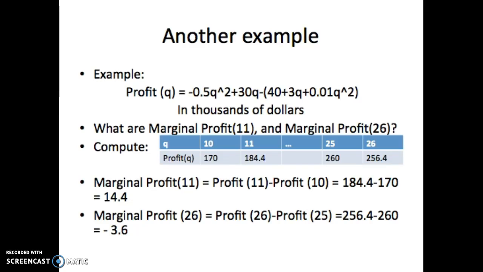So this would tell you, for instance, that if you are producing 10, you should go ahead and produce 11. Your business would be better for it. If you're at 25, do not produce that extra item, because it's going to give you an actual loss in order to do that.